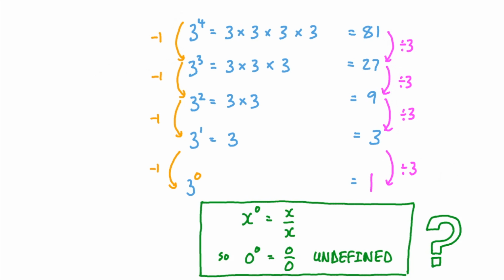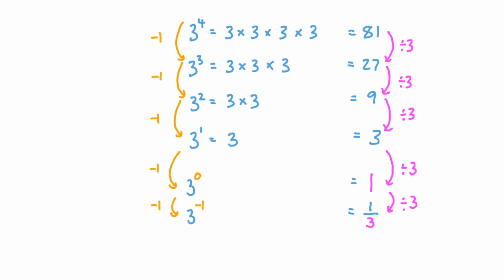Well, under that convention, 0 to the power of 0 means 0 divided by 0, which is undefined. But let's carry on with our line of thinking using 3 as a base. So 3 to the power of 0 is 1. Let's subtract 1 from the exponent again and divide the value of the expression by 3 again. 3 to the power of 0 is 1, and 1 divided by 3 is a third.